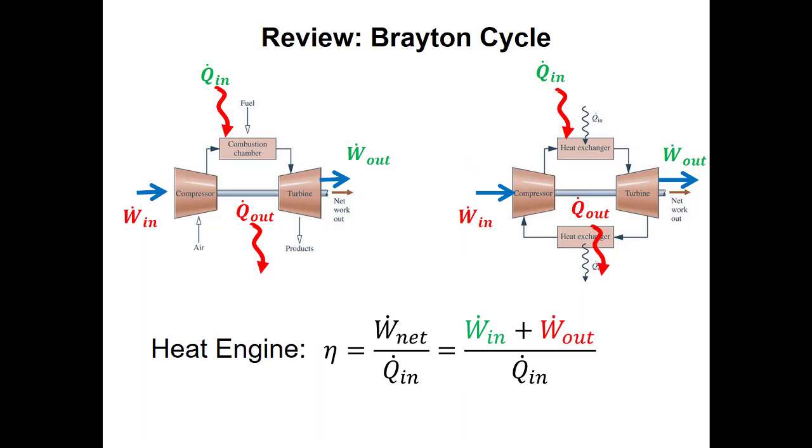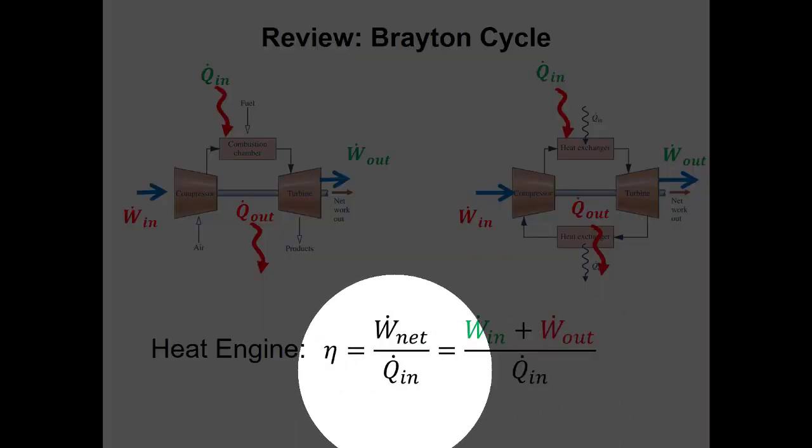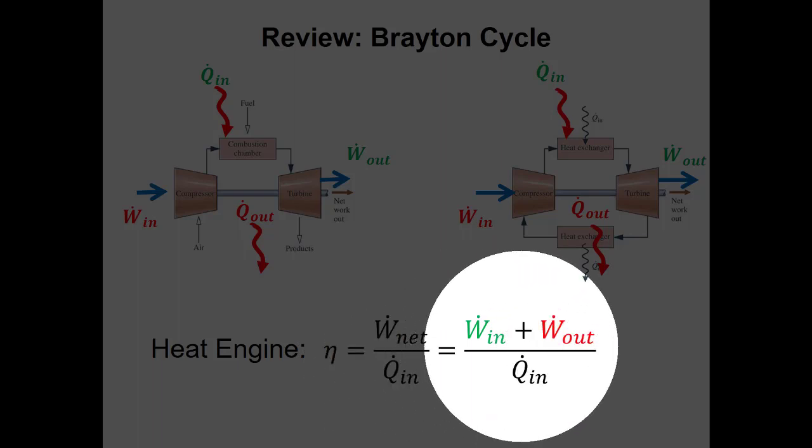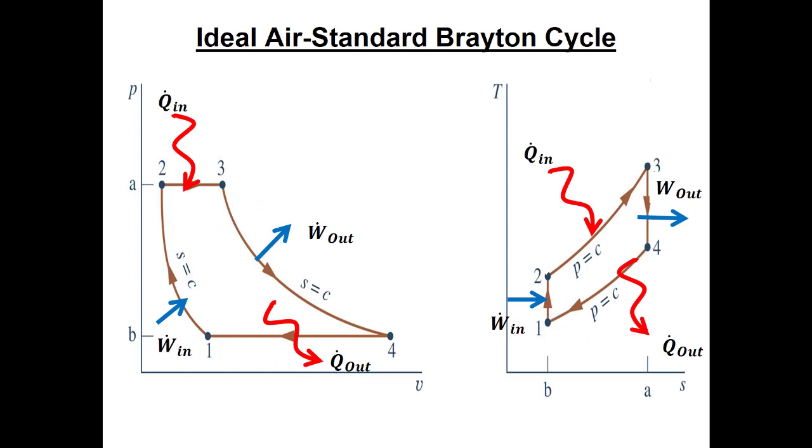So we've been talking about Brayton cycles. We know that they look a little bit like Rankine cycles, with the difference being that the working fluid is ideal gas. But they're still heat engines, so we still have the same equation that we always do for thermal efficiency of heat engines, where here we have net power divided by heat in.